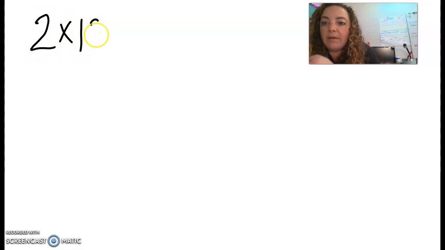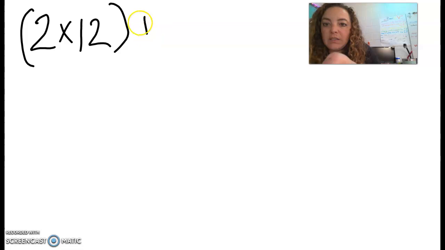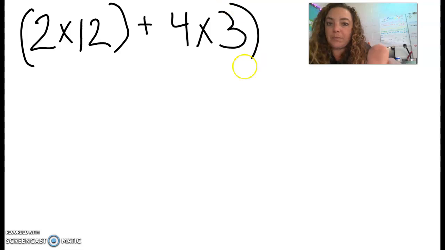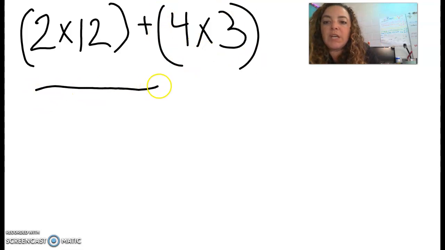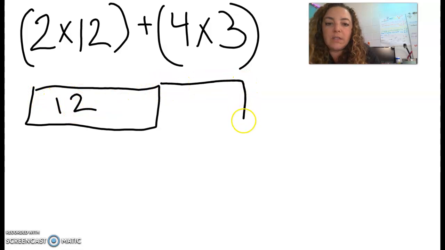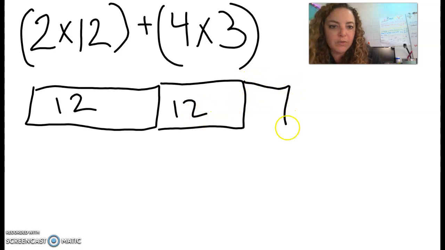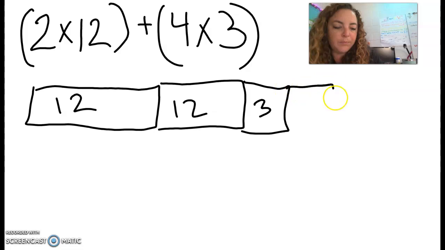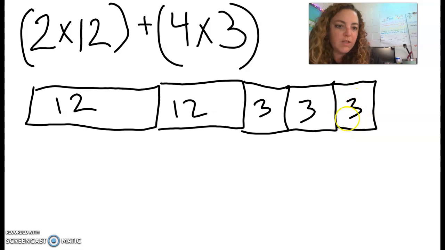Okay, so one of the things that we can do is, let's say we have 2 copies of 12 plus, so 2 times 12, 4 copies of 3, right? We can show this on a tape diagram by going, hey, this is 12. Here's 12, and I know those aren't quite equal, but imagine that they were. I didn't draw them perfectly. And then 3, 3, 3, and 3.